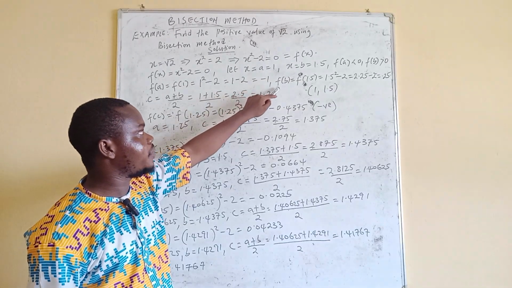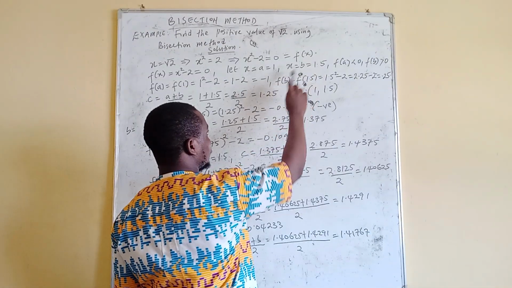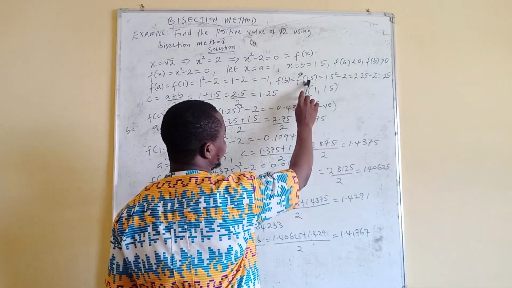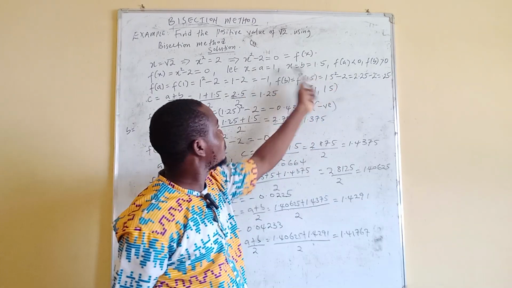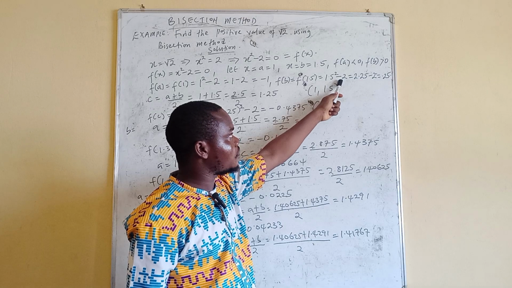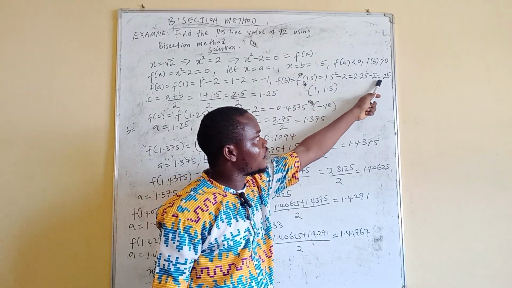And now f of b, we have assumed b to be 1.5. So replacing b by 1.5, that's the same thing as x equals b equals 1.5. We have f of 1.5 will give us 1.5 squared minus 2, based on x squared minus 2. 1.5 squared is 2.25, minus 2 gives us 0.25.